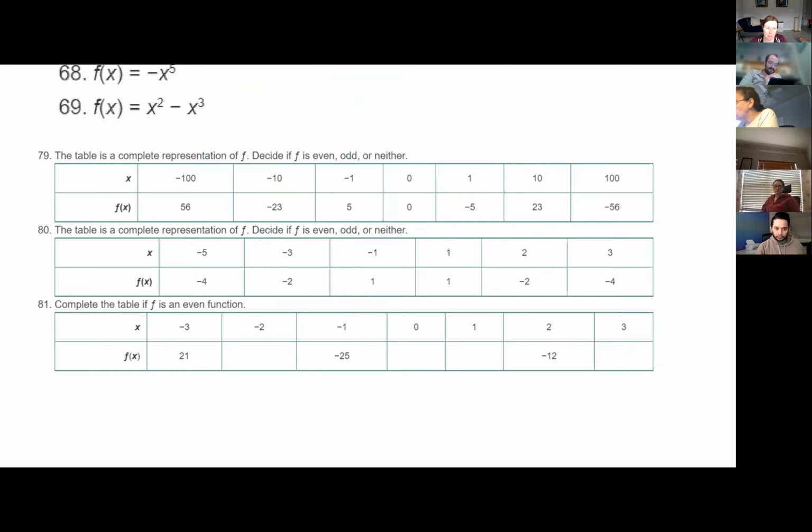What if I do 10 in here instead? What would you say then? It doesn't go through the origin, but all these other ones look like they're odd.